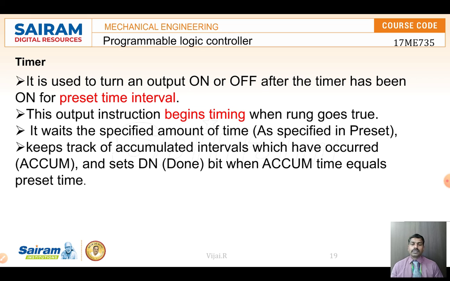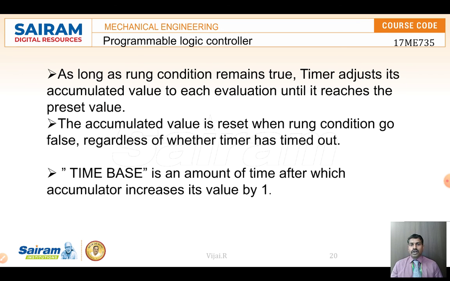So the output instruction begins timing when the bit goes true. According to the set time, it will count that data and keep accumulating the intervals which have occurred, and sets the done bit when the accumulated time equals the preset time. When the accumulated time and the preset time are equal, at the same position, then obviously it will say done. That is how it works with the help of the time base.